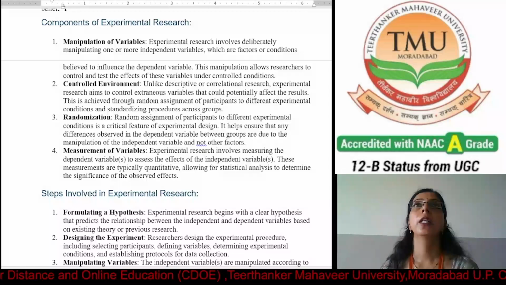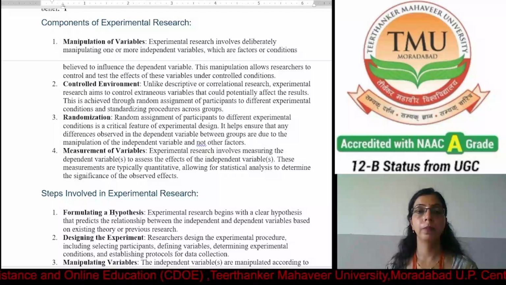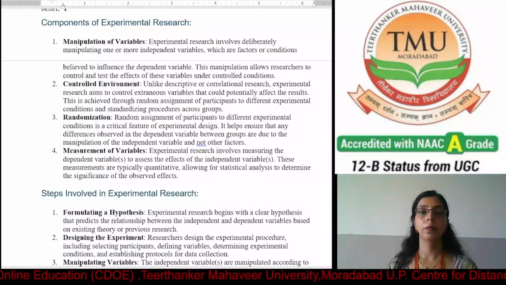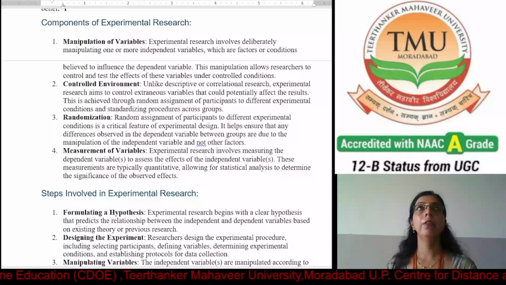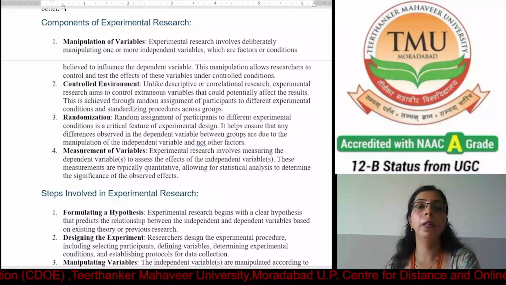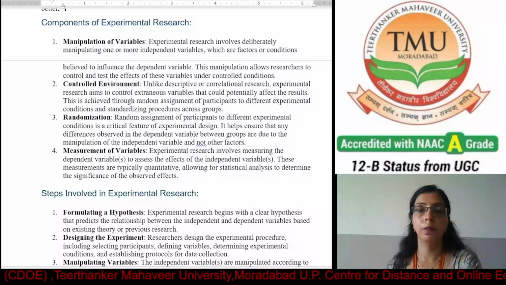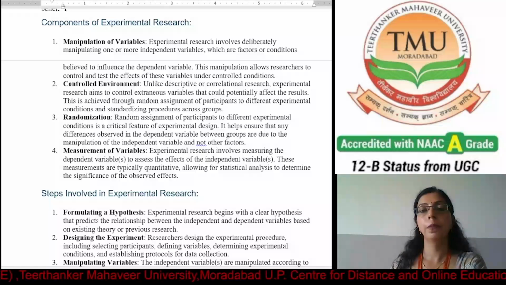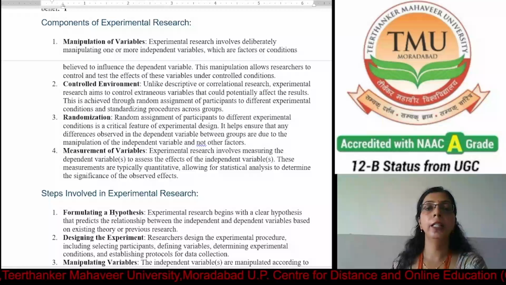interaction of testing and treatment, interaction of selection and treatment, reactive arrangements, and multiple treatment interference. All the sources that I mentioned are related to the internal validity of the experimental design.